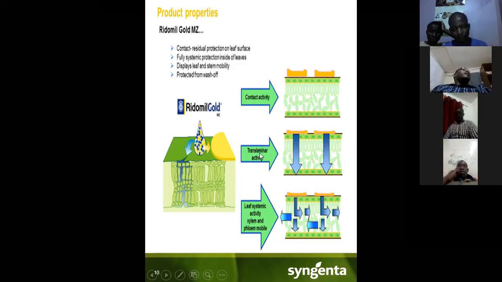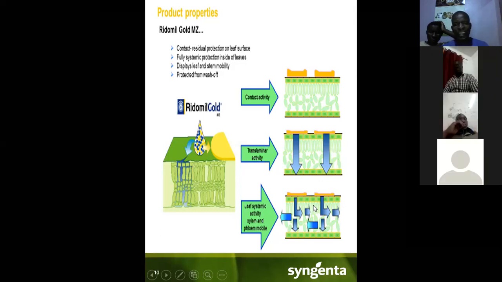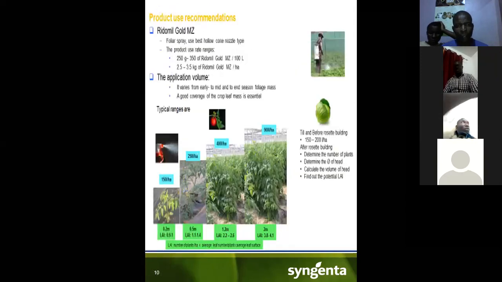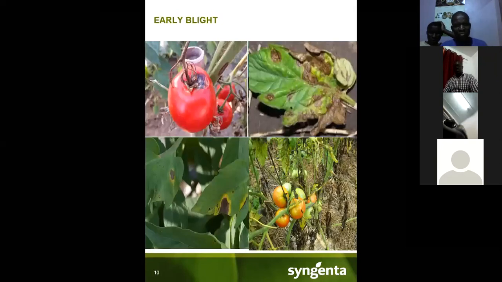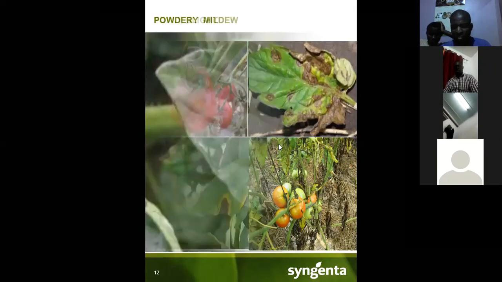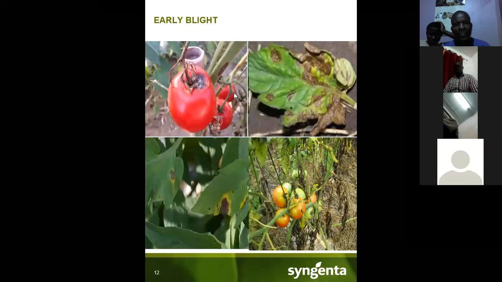And then on the systemic and translaminar, this is now the metalaxyl, which is absorbed by the plant, and then it is distributed inside the plant and offers the defense mechanism to the plant. Okay, so we move on to another disease, which is early blight. So early blight, you find that your tomatoes will start rotting in that format. And the difference between late blight.